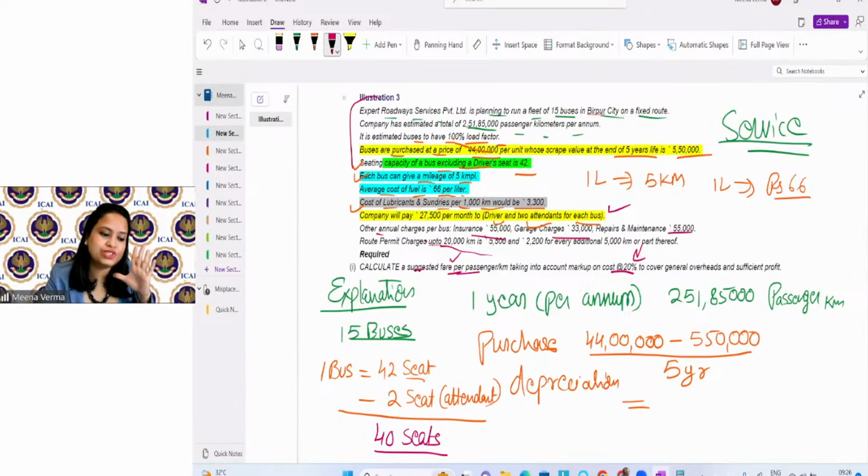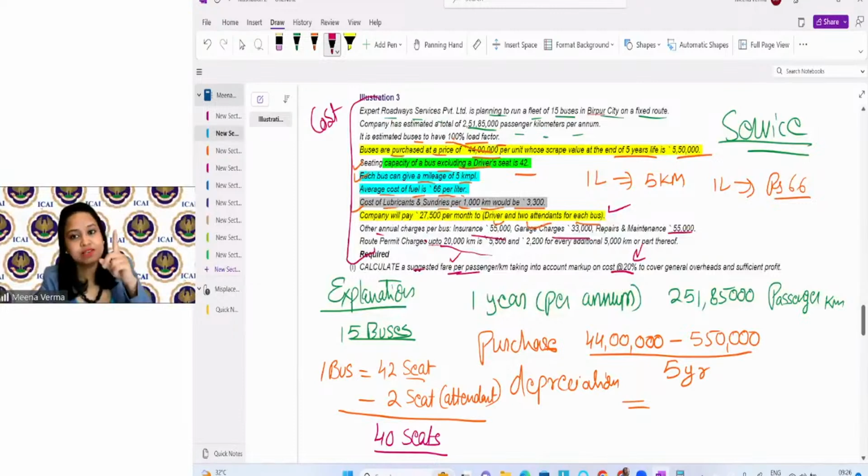With all the information we have here, first find the cost per passenger per kilometer. For one passenger, 1 kilometer, what is the cost? After finding the cost, add the profit. How much profit do you want to earn? 20% of the cost is the profit the company wants to earn. This Railway Service Private Limited wants to earn, right? So cost plus profit will give you the sale value, or the revenue which you will collect from the passengers. So this is the question.